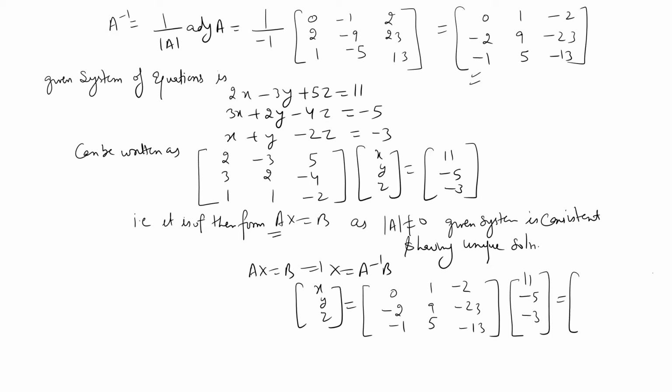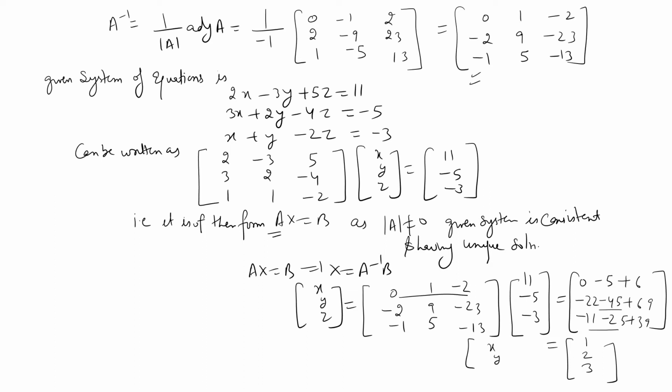So let us multiply. I'll get 0, -5 plus 6, it is -22, -45 plus 69, -11, -25 plus 39. So the overall result here is 1, here it is 2, here it is 3. So definitely x is my x, y, z. The value of x is 1, y is 2, and z is equal to 3.